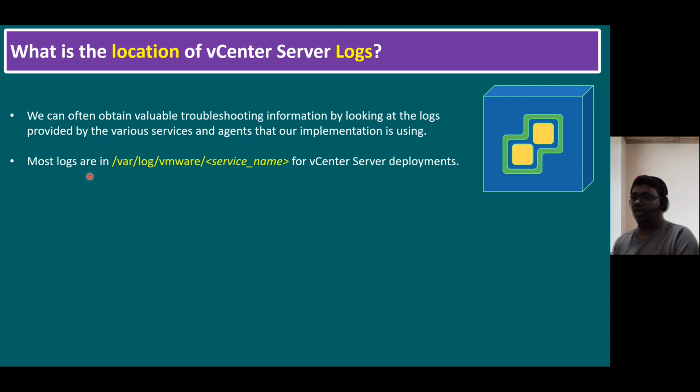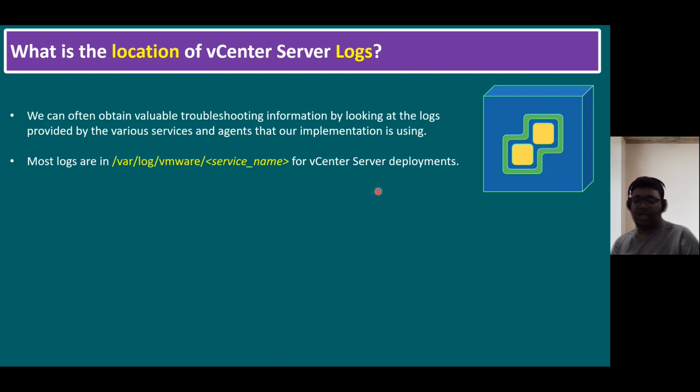Most vCenter logs are stored in /var/log, similar to our ESXi host. As we know, the ESXi host default log location is /var/log. Similarly, our vCenter server also stores all the default logs in the /var/log directory, but inside there is a subfolder called VMware. Under the VMware folder, depending on the service name, there will be further subdirectories. So we have to open the specific subdirectory to find the specific log file for vCenter server deployments. Okay, so this is the log directory.